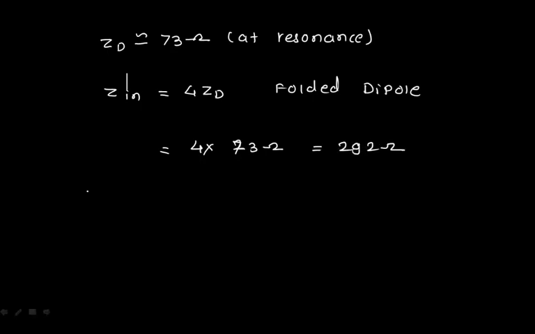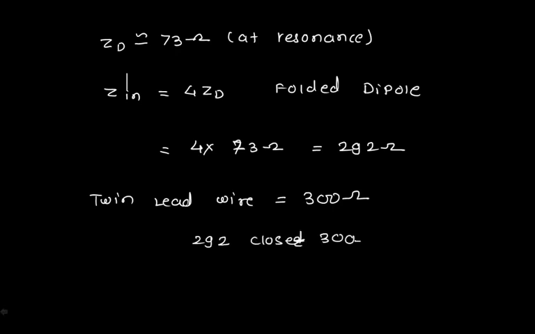Now, if I take the example of twin lead wire, this twin lead wire has 300 ohm impedance. You can see 292 is very close to 300 ohm. So you can use this particular folded dipole antenna very effectively for television transmission. This is all about how we are going to use this antenna with twin lead cable. I think we have talked about the transmission line mode, and then the antenna mode, and what kind of impedance is associated with each.